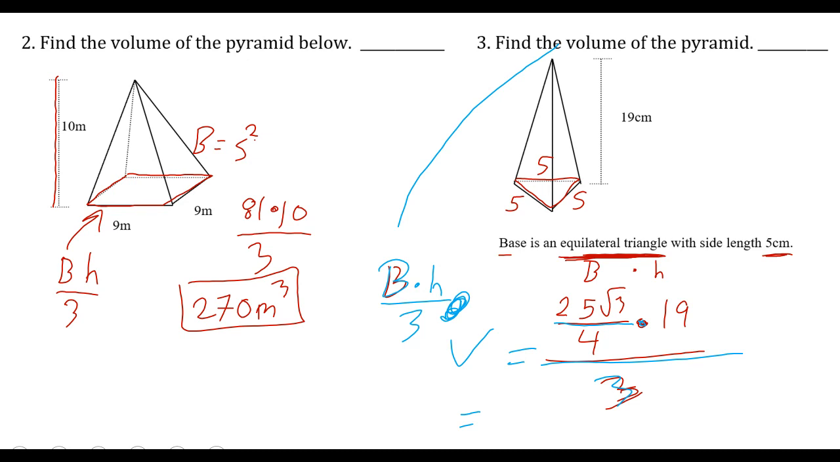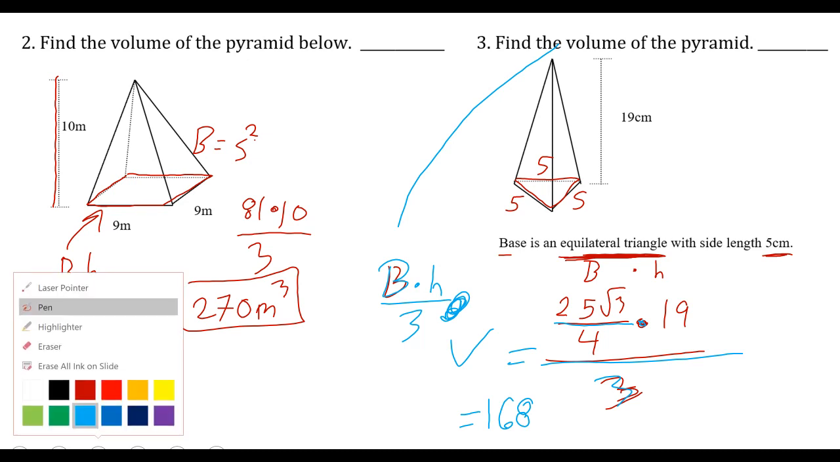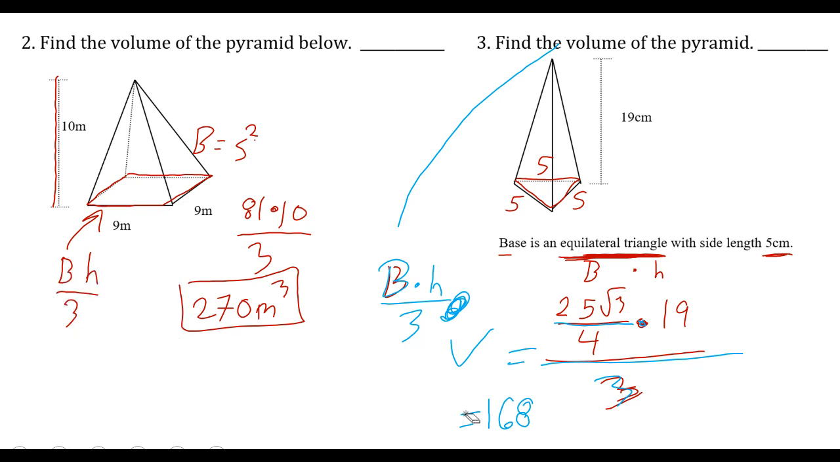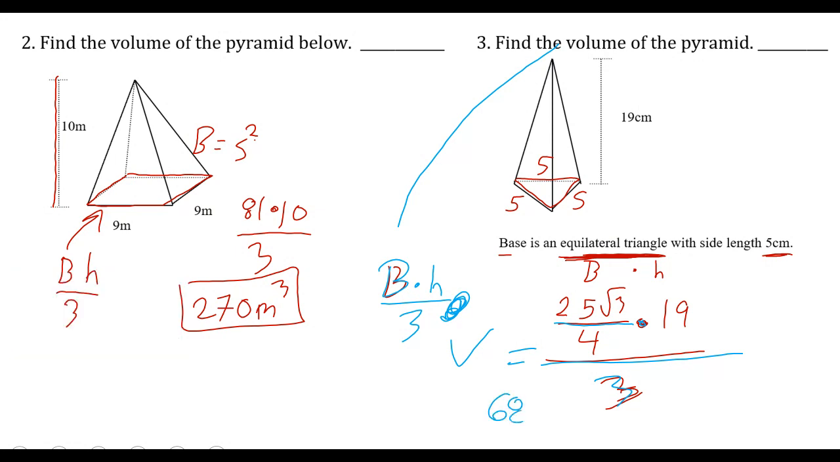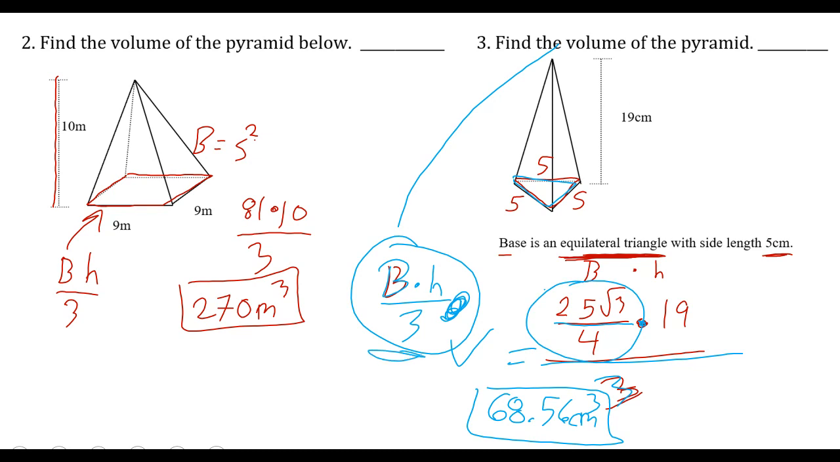I got 168. Oh, not 168, sorry. Just 68.56 hundredths centimeters cubed. All right. Notice it's a lot of identifying first what your base is, then punching it into the formula correctly, or identifying what formula you need to use. What formula you need to use for your base, and then following the rest of this volume formula.